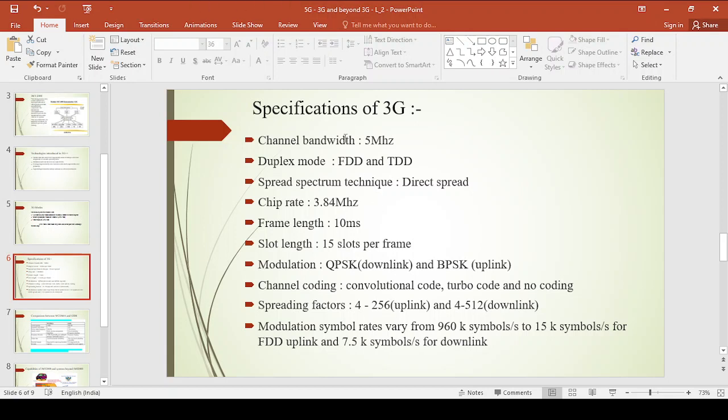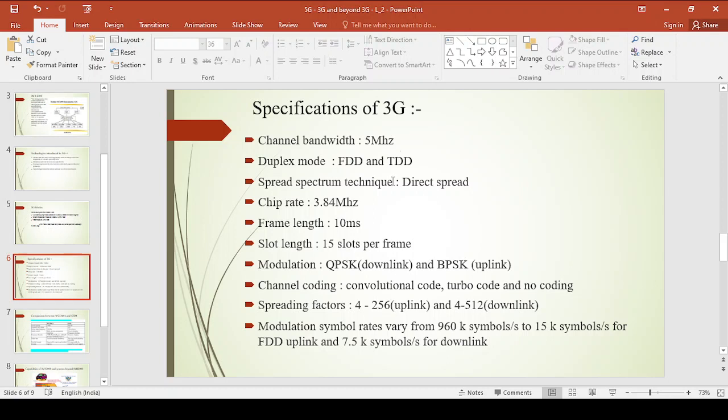Now again I am repeating. The 3G has a bandwidth of 5 megahertz. The channel bandwidth for 3G is 5 megahertz, right? Now the duplex mode supported by the 3G is frequency division duplex and time division duplex. These were the techniques that are used to access the spectrum. If you are accessing the spectrum by different frequencies, it is nothing but FDD. If you are accessing the spectrum by different time slots, it is nothing but TDD. It supports both FDD and TDD.